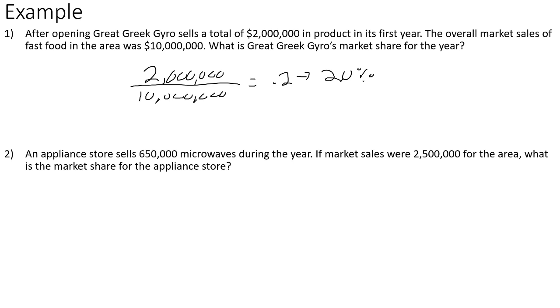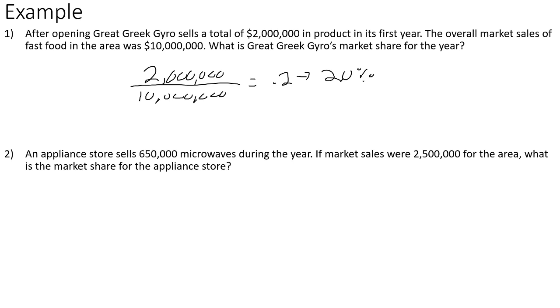Now, if there were 1,000 companies in the area and Great Greek Gyro has 20% of the market share, then they might be doing pretty well, because out of 1,000 companies that are competing, they're getting 20% of all the sales. That's a pretty good number, and that might attract future investors, so they can expand and build upon that using that capital. So again, 20% can be either good or bad depending on the situation. If there's only a few competitors, 20% might not seem that great. If there's a lot of competitors, 20% might seem like a pretty big deal.